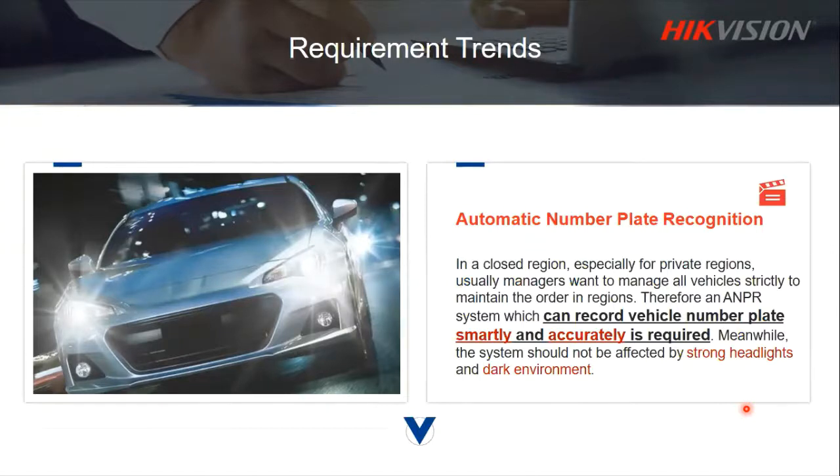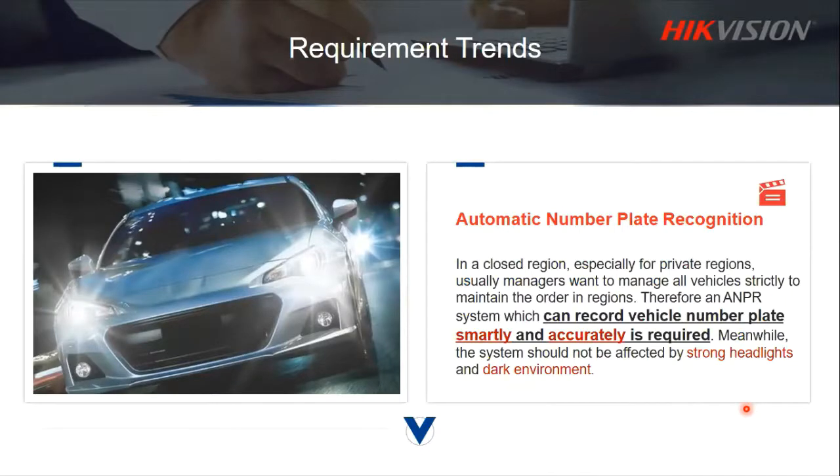If there's a closed region, especially for private regions, usually managers want to manage all vehicles strictly to maintain the order in regions, meaning that they want to allow or disallow certain vehicles into an area. Therefore, an ANPR system which can record vehicle number plates smartly and accurately is required so that we can check those vehicles. And like I said, we can control who goes into the premises and who not.